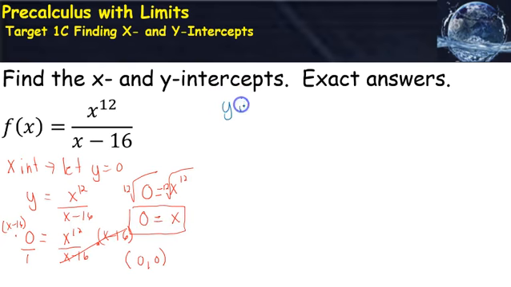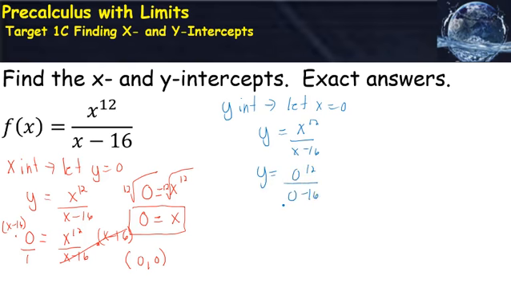And to find the y-intercept, you let x equal 0, and you solve for y. So we have y equals x to the 12th over x minus 16. So I'm going to replace x with 0. So I have 0 to the 12th over 0 minus 16. And that's 0, because 0 to the 12th is just 0, and 0 minus 16 is negative 16. And 0 divided by negative 16 is just 0. So my y-intercept is (0, 0). So that's it. My x-intercept is (0, 0). My y-intercept is (0, 0). And there's no other intercepts to worry about.